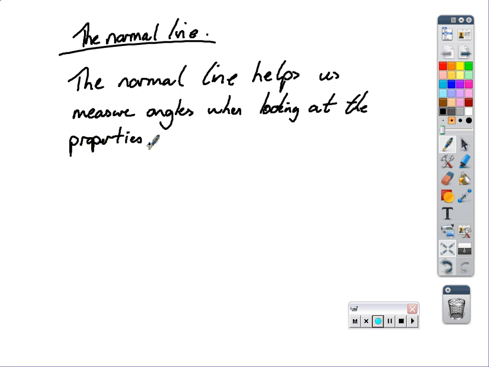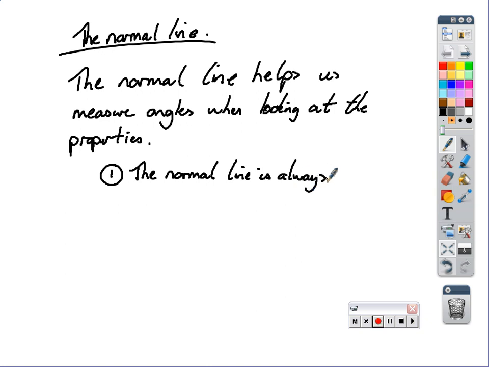Now, there's two rules about the normal line. Number one is the normal line is always at right angles, or always perpendicular to the surface, which means at right angles to, or at tangent to. Okay, so the normal line is always.